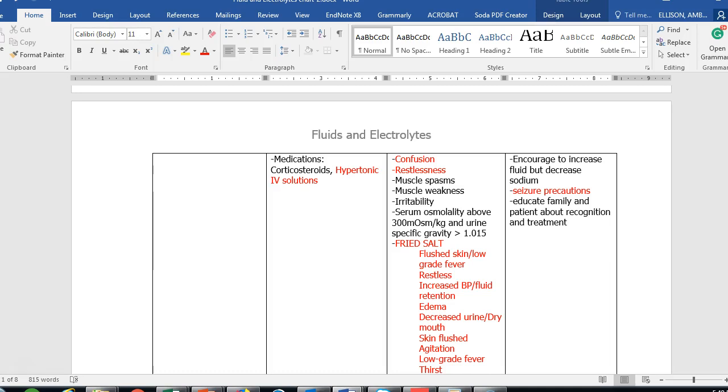Put them on seizure precautions. You have somebody that has a sodium issue, seizure precautions are a good thing. And then, of course, you're going to educate.